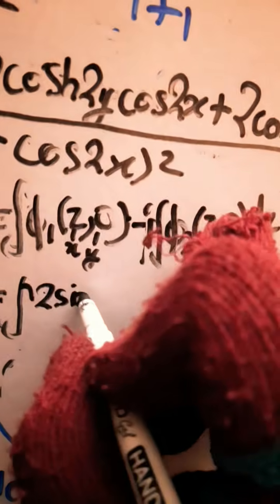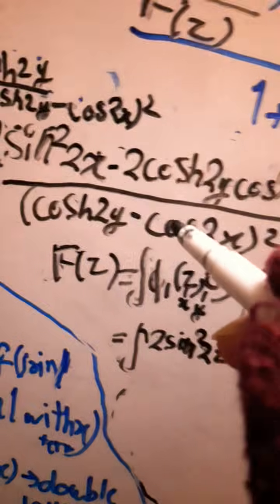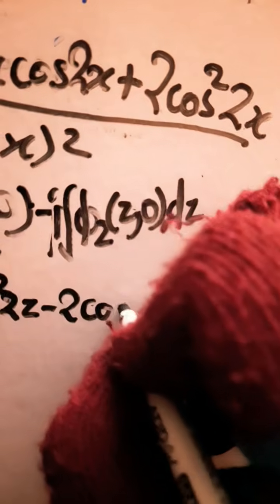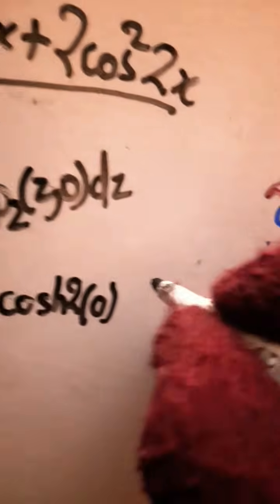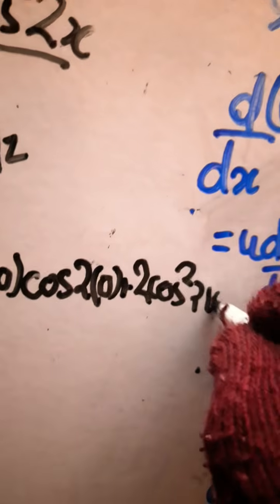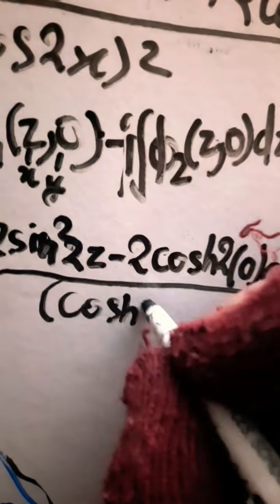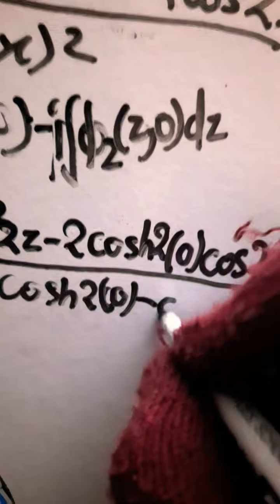Integration of phi 1, what is it? It is del u by del x, this large function. Okay, let's note it down. 2 sine square 2z, because x we have to write as z and y we have to write as 0. Okay, so 2 sine square 2z minus 2 cos h of 2 into 0, wait a second, 2 into 0, which is going to be 0, into 2 cos of 2 into 0, which is also going to be 0, plus 2 cos square of 2 into 0, divided by cos h 2 into 0 minus cos of 2 into 0 whole square. I told you, anything multiplied by 0 is 0. Yeah, x into 0 is 0.